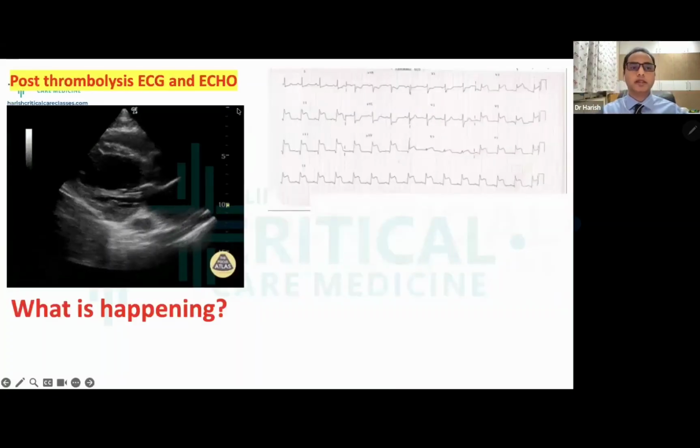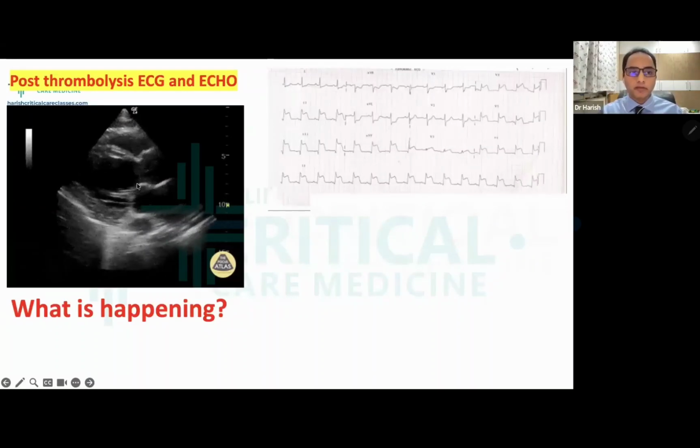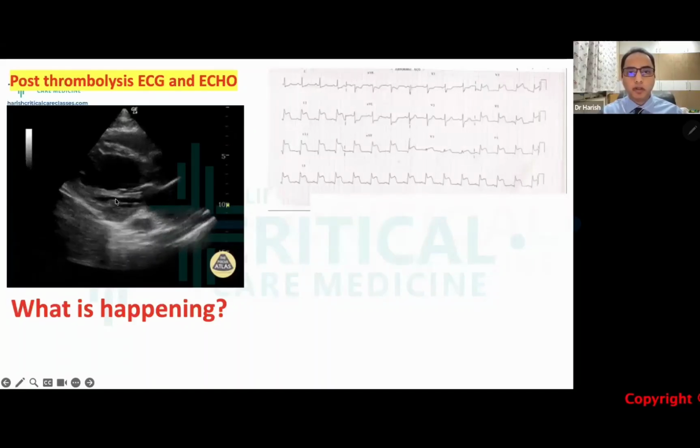Okay, so this is the post thrombolysis ECG. The patient is still deteriorating. What's happening here? If we see the echo, it is hardly contracting. The LV is very, very poorly contracting.